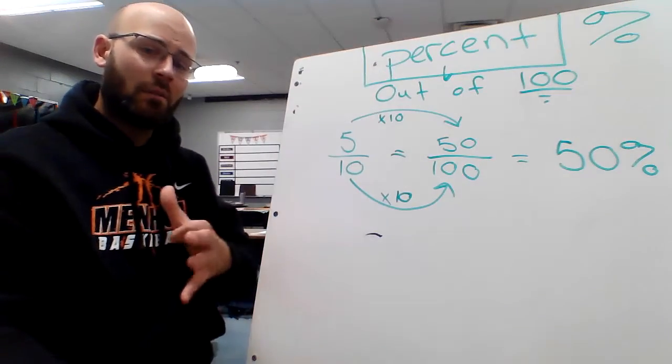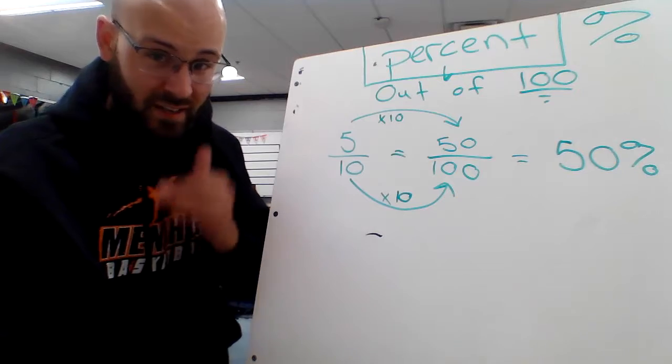Okay, and that's a very basic problem. That's one of the easier ones. 50% is always easy to find because it's half.